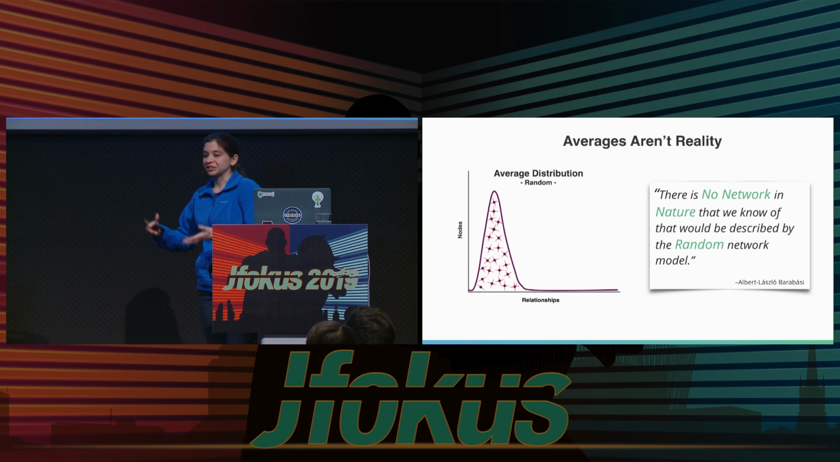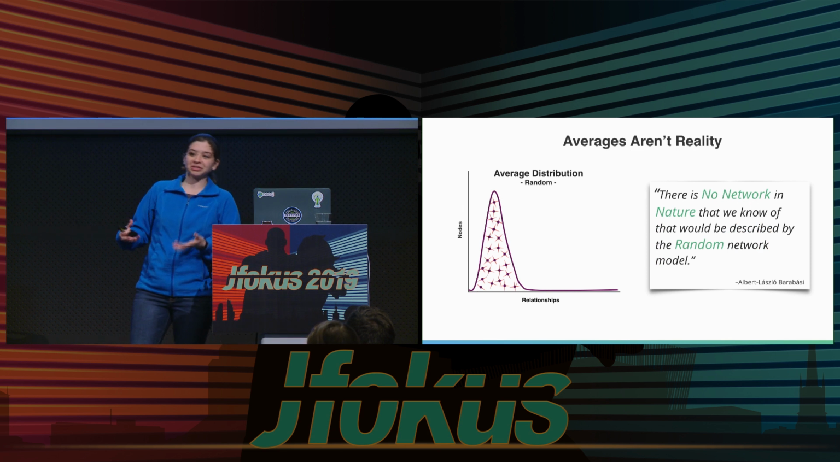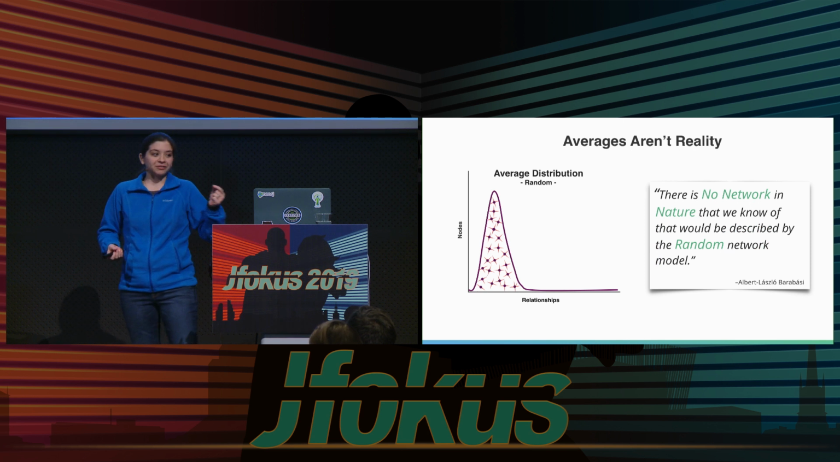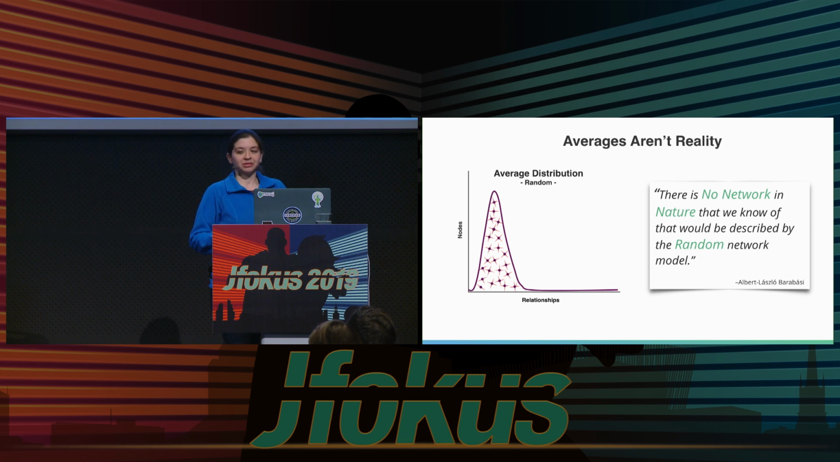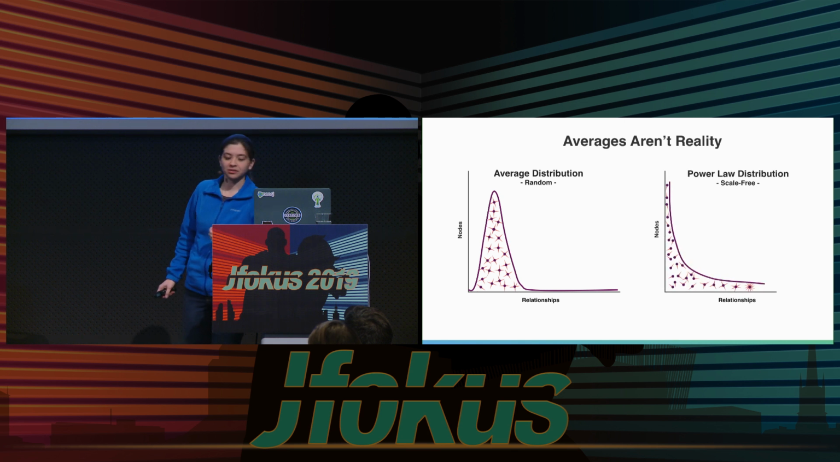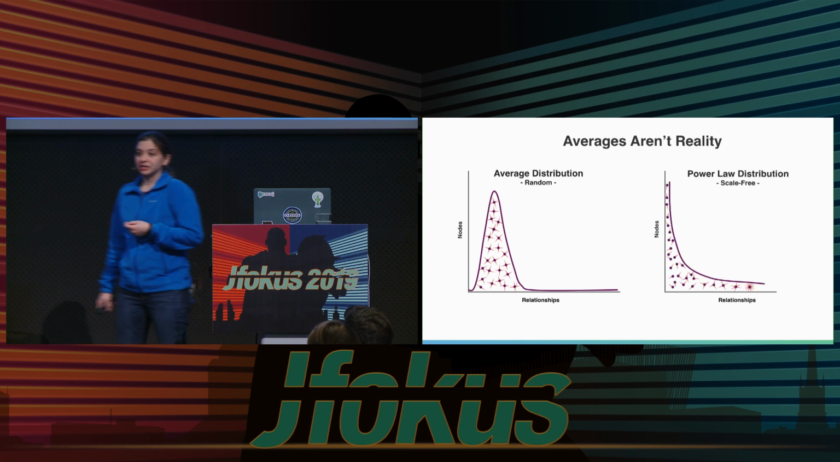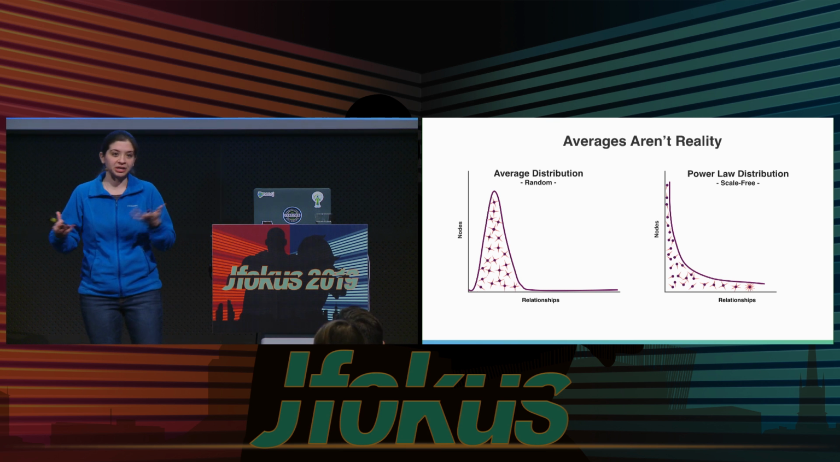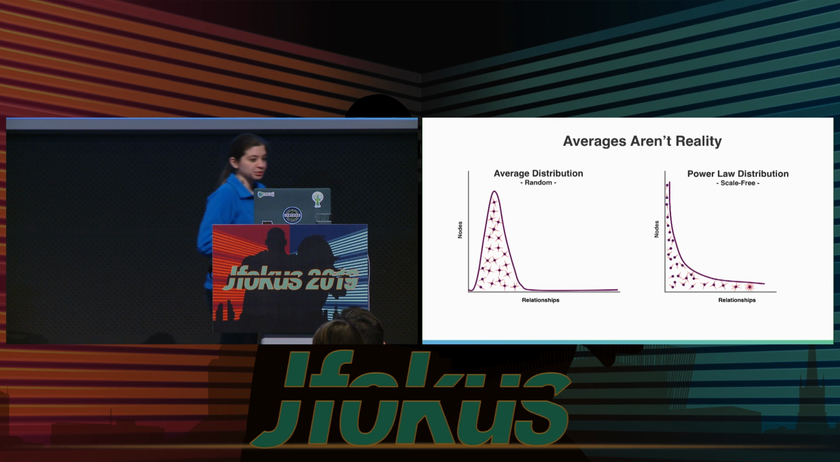So in our story just a few minutes ago, we already saw that averages don't really fit reality. And actually, there's not a single network in nature that fits this average distribution, this random model. Now, this is a nice, pretty bell curve. Very mathematical, but what you actually find in nature is something more like that. It's a power law distribution. So it's a scale-free network where you have a few nodes that have a ton of connections, and then the rest of your nodes have some connections, but not as many. So it's not just this average distribution.